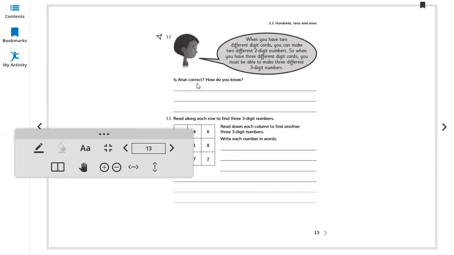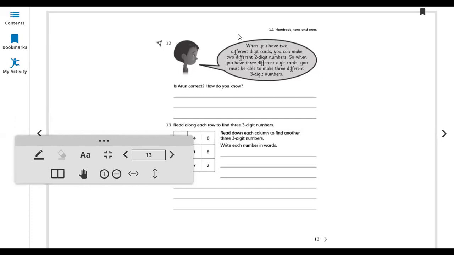So let us check, is Aaron correct? We can make two different two-digit numbers if we have two different cards. So what do you think? Is Aaron correct? No, obviously not. So we can write here, he is not. I'm just telling how this is possible. First you need to write he isn't.